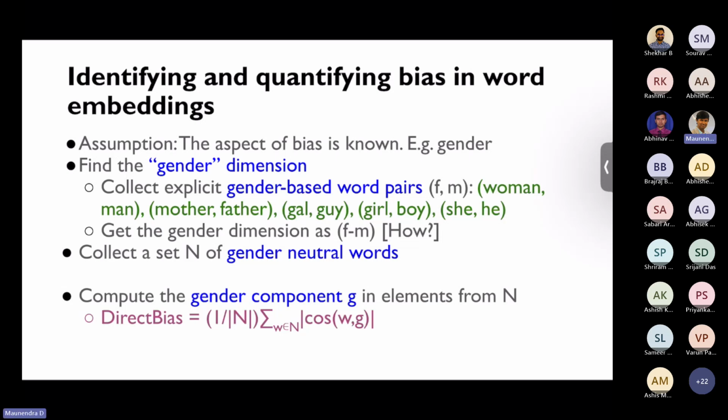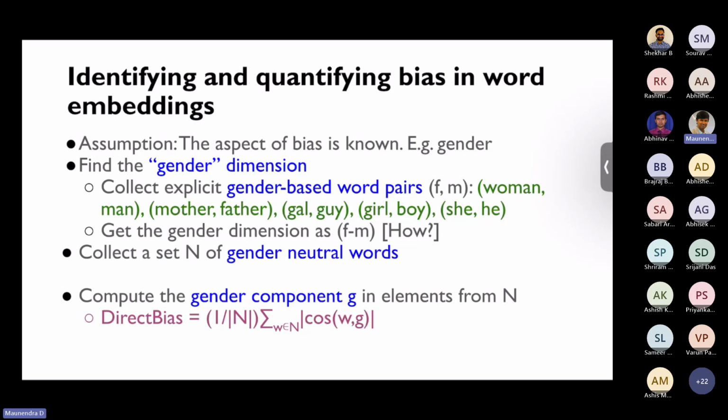And what is the strength of that gender component? That can be the length of the projection, the size of the projection. So that is the size of cos of W, G. Now this projection you sum over all elements from your N, and then you take the average. So this gives you the direct bias as measured with respect to that set N.